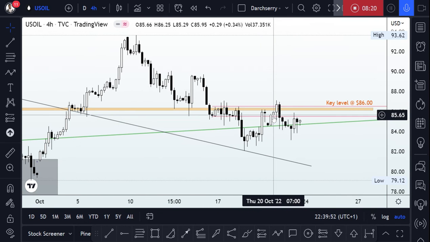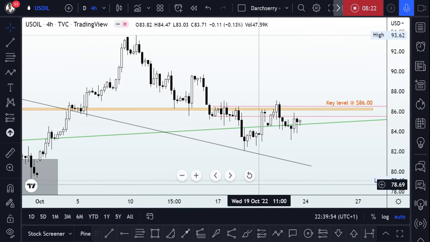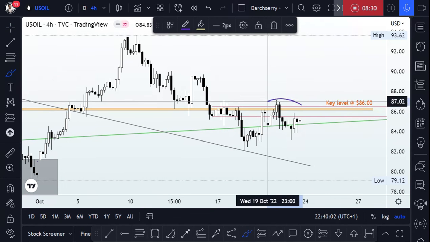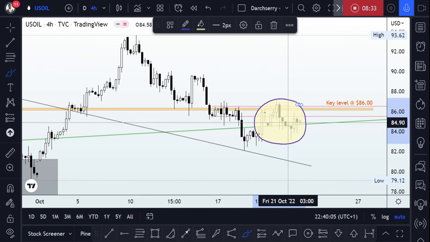So I will be pausing the video at this point, and rest assured that I will be jumping in the comment section to give you a clue into how I intend to trade this, after monitoring how participants in this market are going to be relating to this current structure.